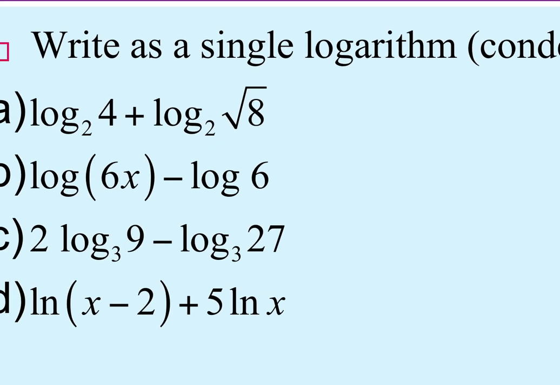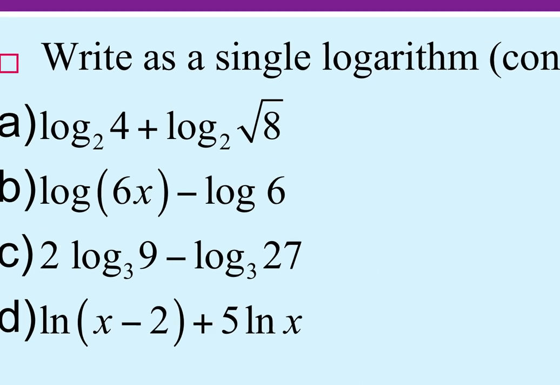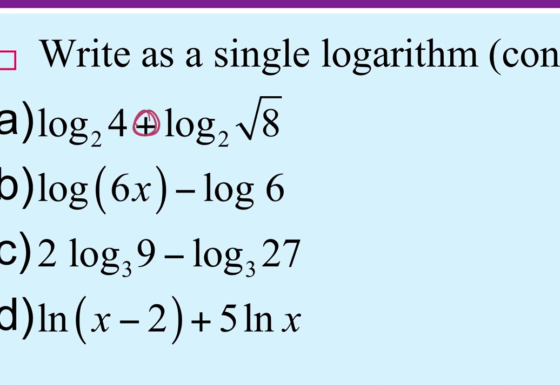All right, so the directions say write as a single log. The directions moving forward will literally say expand or condense. So you'd have to look at it and know there are multiple logs here, that means I'm going to condense, or the other way around. If there's one log, you're going to expand. All right, so this is addition, which means this becomes log base 2 of 4 times the square root of 8. And we're literally just going to leave it like that for now.